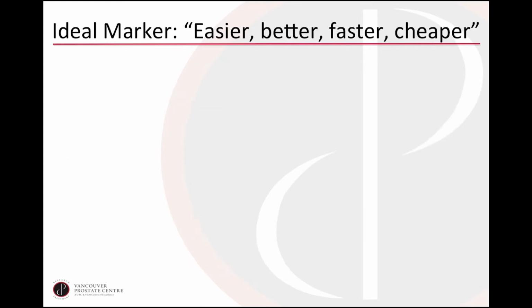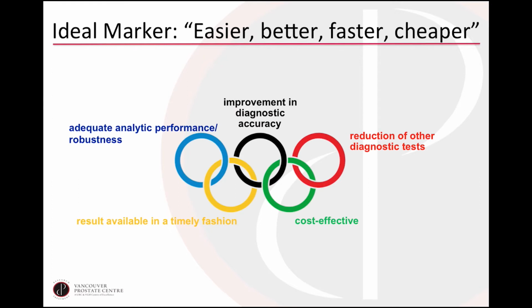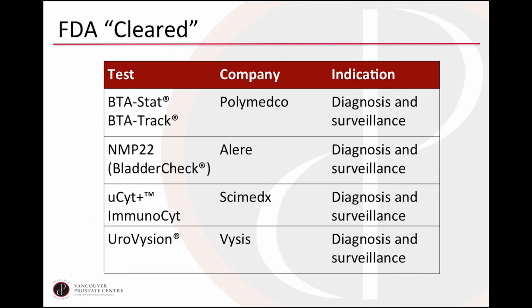So there are a whole panel. Actually, no, I'll come to that in a second. What we want in our ideal marker is something that ideally we'd have the result immediately. It would be cheap, it would reduce the use of other markers, it would improve our diagnostic accuracy, and of course it would have a robust analytic performance. So easier, better, faster, and cheaper.